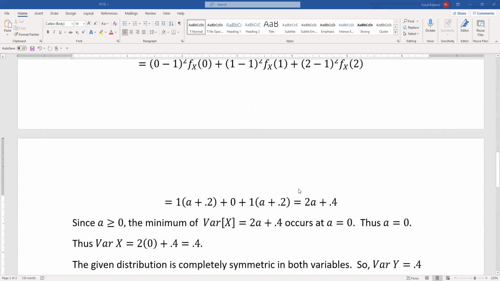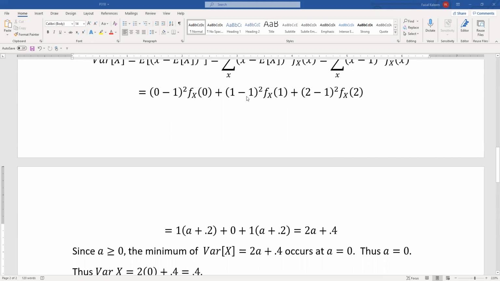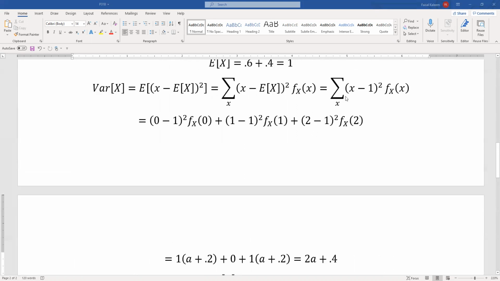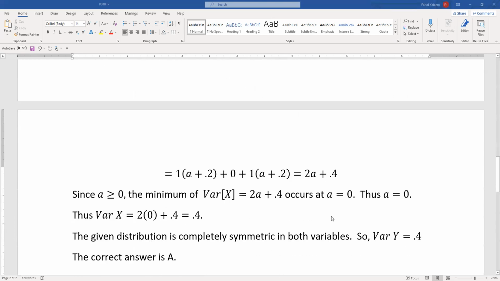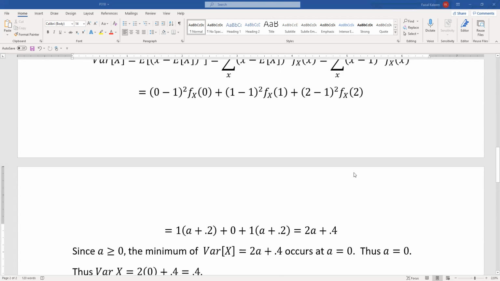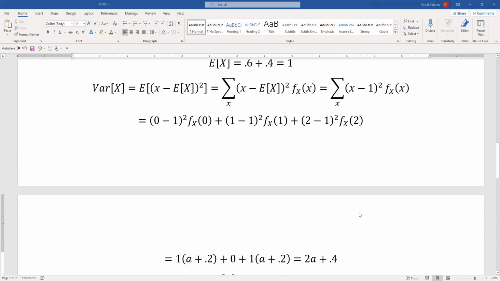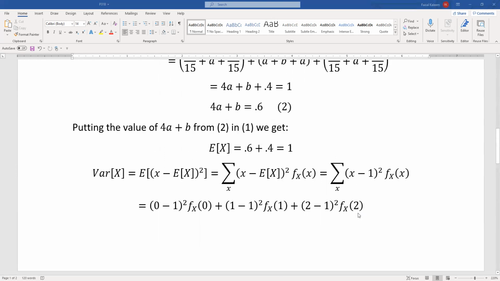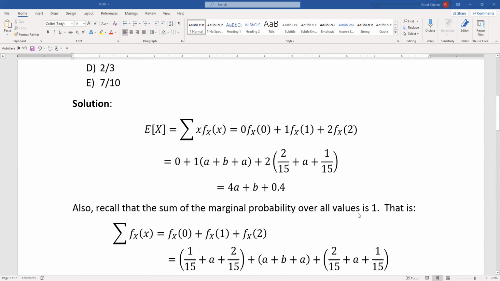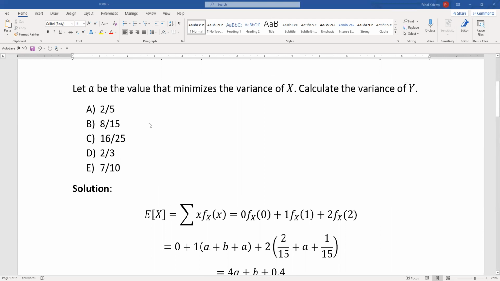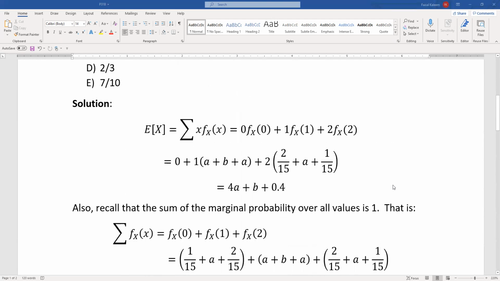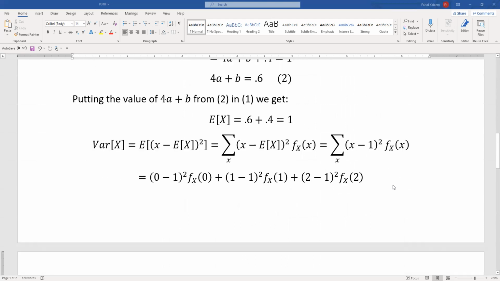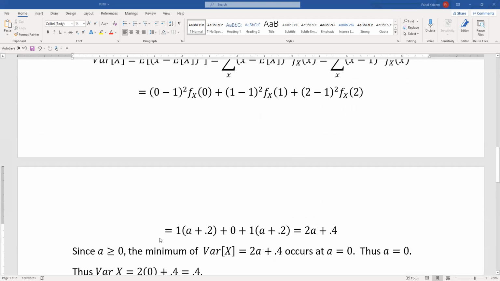I don't care what fx1 is because that's being multiplied with 0. And then when x is 2, it's 2 minus 1 whole square fx2, and fx2 was also a plus 0.2. So this simplifies to 2a plus 0.4, and that is the variance of x. Now we are told that A is the value that minimizes the variance of x, and the variance of x is 2a plus 0.4.